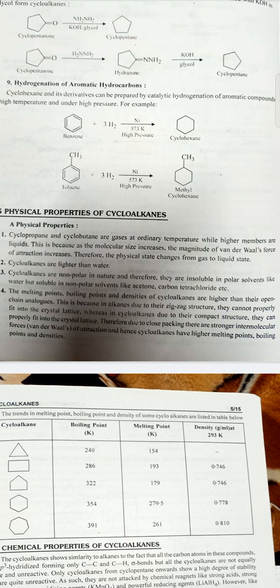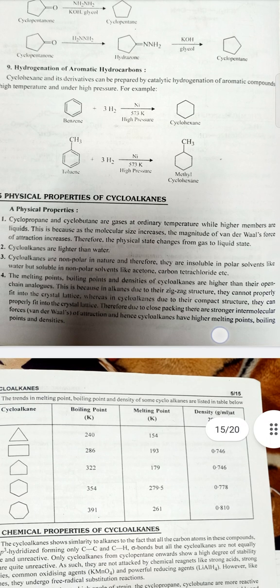Number 2. Cycloalkanes are lighter than water. Number 3. Cycloalkanes are non-polar in nature and therefore they are insoluble in polar solvents like water but soluble in non-polar solvents like acetone, carbon tetrachloride, etc.